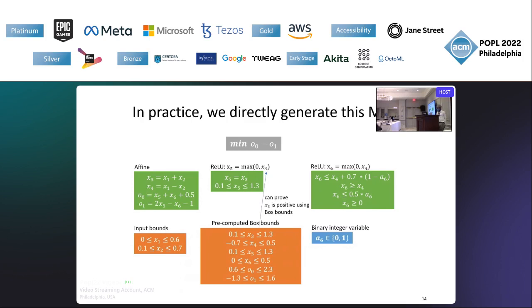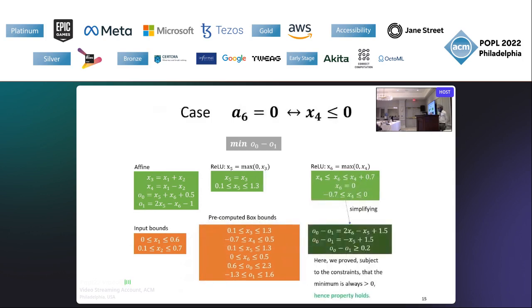For a6, it's 0 or 1. When you do a6 equal to 0, that corresponds to the case that x4 is less than 0. If you plug in these bounds, what it implies is that x4 is taking negative values and x6 is equal to 0. You want to prove O0 minus O1. So you can take the linear constraints for O0 and O1 and subtract them, and you would get 2x6 minus x5 plus 1.5. Now you know from the case that x6 is equal to 0, so the only thing you get is 1.5 minus x5.